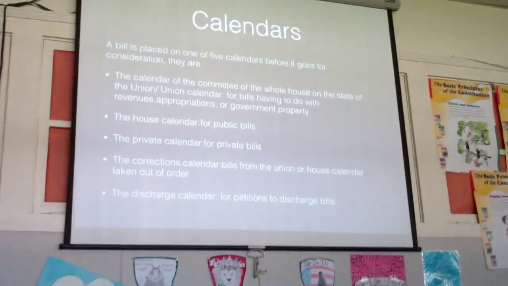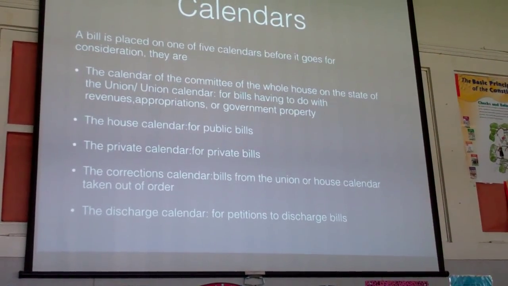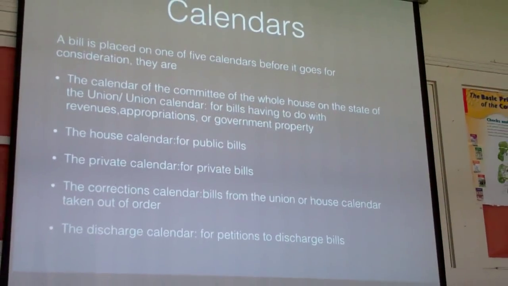Scheduling a floor debate. Calendars. The bill is placed on one of 5 calendars before it goes for consideration. They are the calendar of the Committee of the Whole House on the State of the Union, or the Union calendar, for bills having to do with revenues, appropriations, or government property. The House calendar for public bills, the private calendar for private bills, the corrections calendar, or bills from the Union or House calendar taken out of order, and the discharge calendar for petitions to discharge bills.